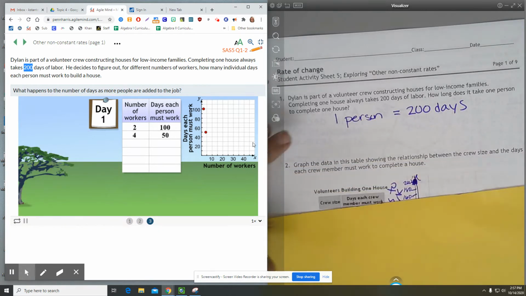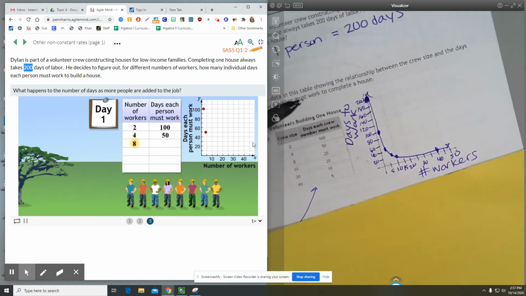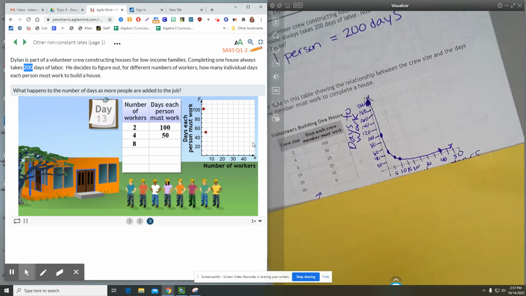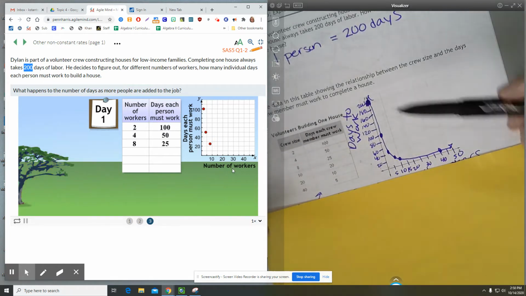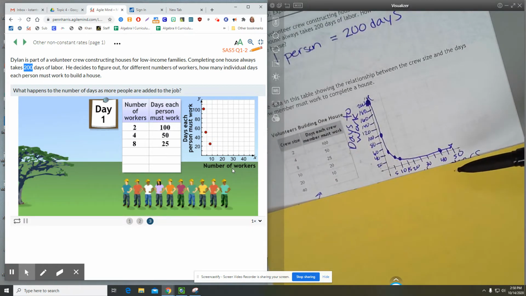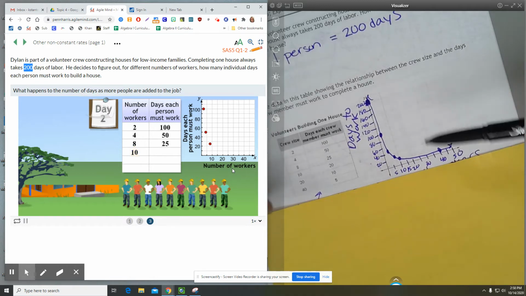Okay, so we're going to get this full thing here, guys. So we've got 8 workers. It's going to take 25, and so on and so forth. So what I want us to do is go ahead and graph this. Now, I know this isn't perfect, guys. It's going to be close.